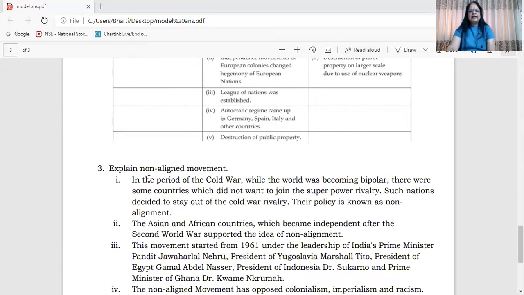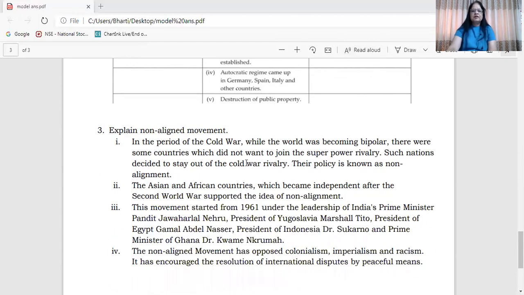Third is explain non-aligned movement. In the period of Cold War, while the world was becoming bipolar, there were some countries which did not want to join the superpower rivalry. Such nations decided to stay out of Cold War rivalry. Their policy is known as non-alignment. So in the first sentence you observe, what is non-alignment?